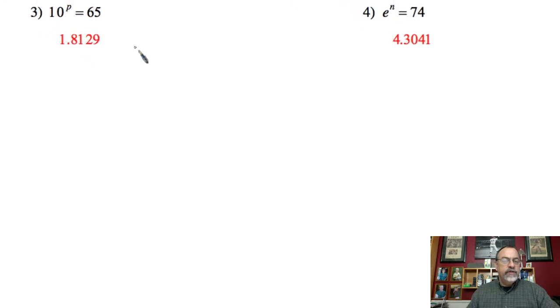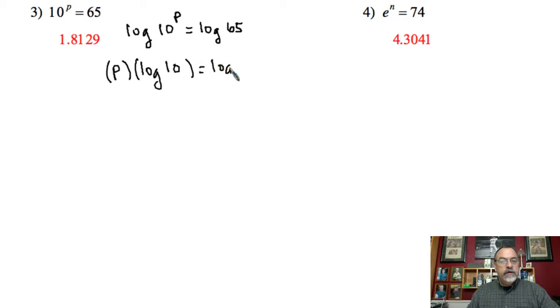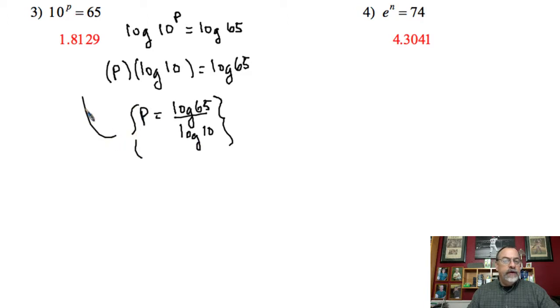Okay, so for number 3, again, our term with the variable is already isolated, so I'm simply going to undo that exponential by taking the log of both sides. We then apply the power property. I'm going to do this just so you kind of see. Log of 10 to the p equals log of 65, and then that's multiplication. So p is going to be equal to the log of 65 divided by the log of 10. So this is my exact answer, and this should be the decimal equivalent.